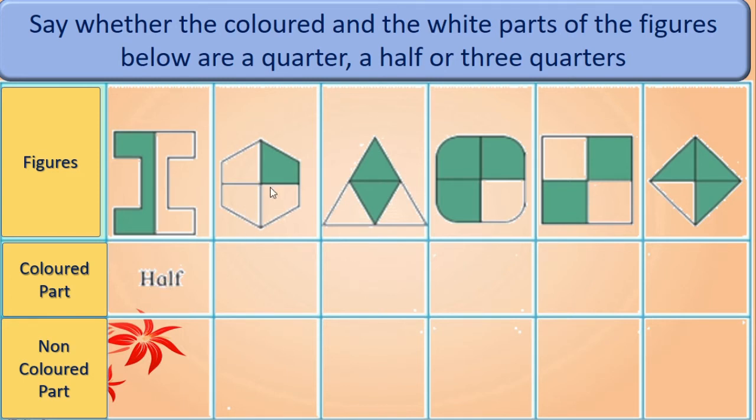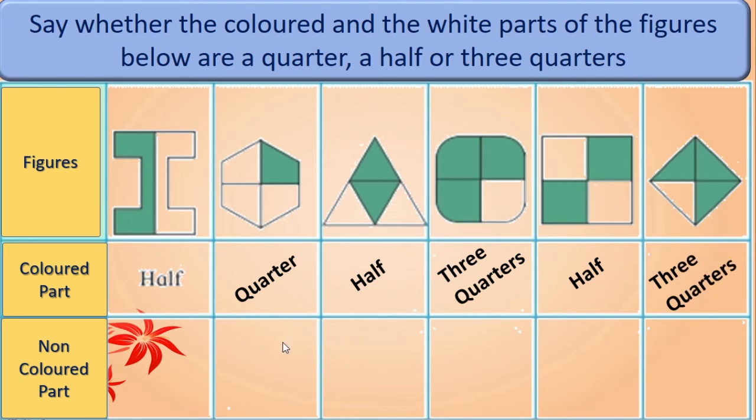Now we will move to the second one. Yes, dear children, here we can see 4 parts. One part is colored. Only we will observe the colored parts first. Come on, tell me. Yes, very good. This is a quarter part. This half. Nice. These 3 parts are colored, 3/4. 2 parts are colored means half. Here again 3/4. Isn't it?